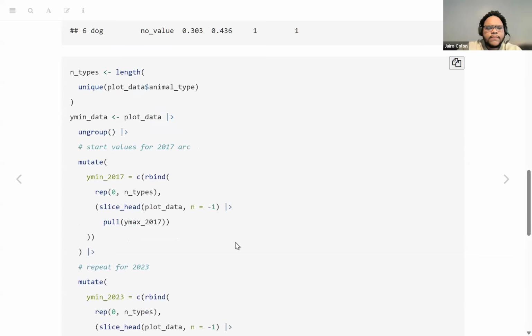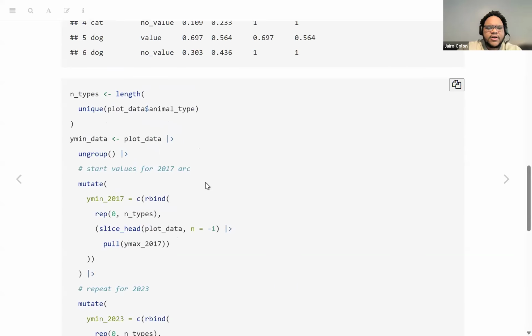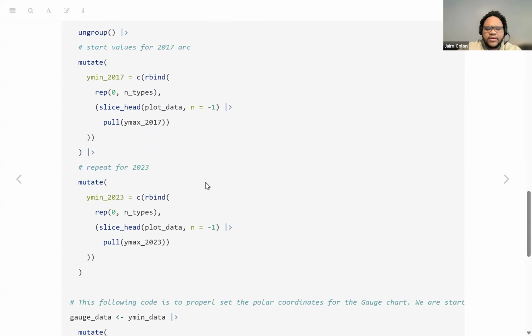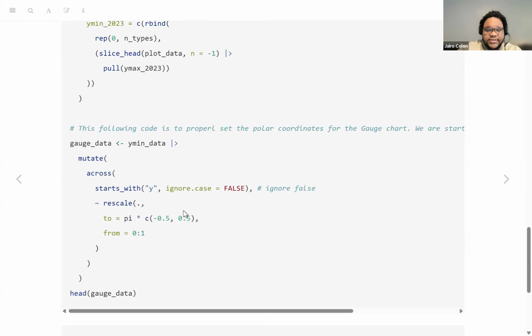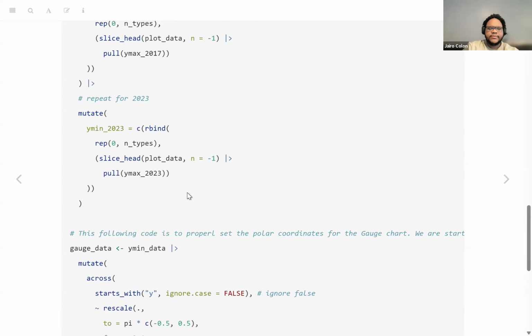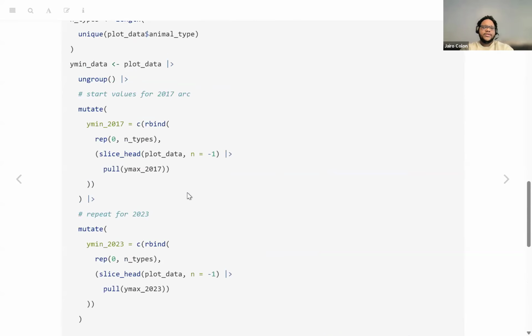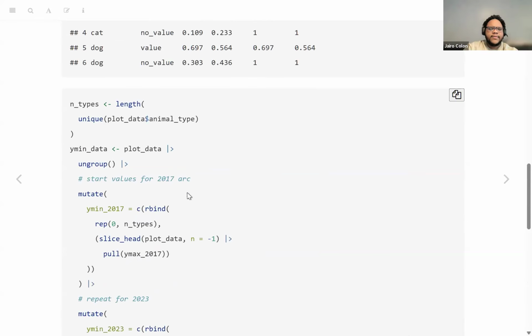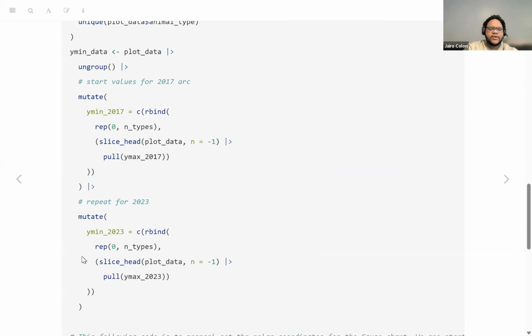So here she's setting the start values and changing the data. I believe this is where she's setting the arcs for the... Oh no, this is where she's setting the polar coordinates for the gauge charts and making it so that they actually bend and match a circle. And that's how you do it with sunburst charts and gauge charts and donut charts and things like that. And then this is setting the actual start values for where the gauge charts are going to start.